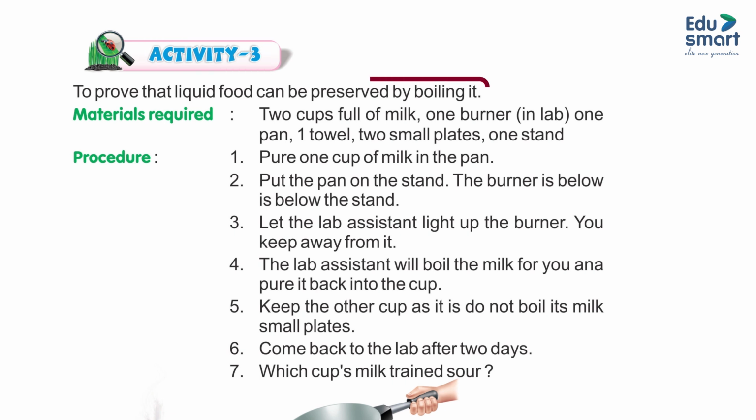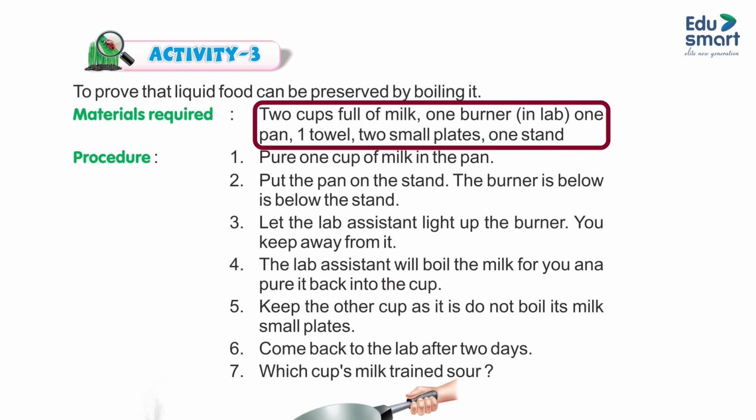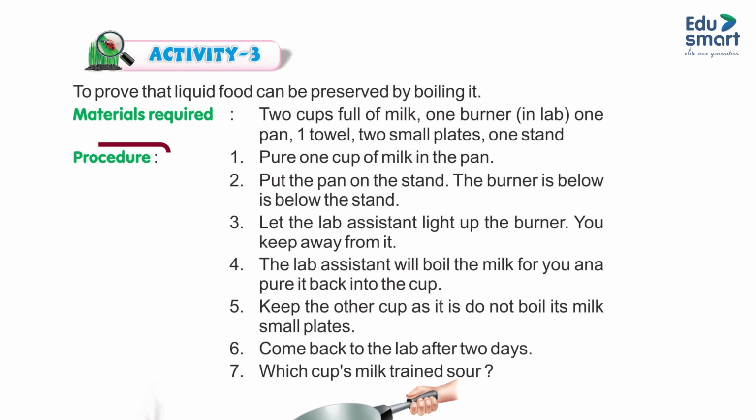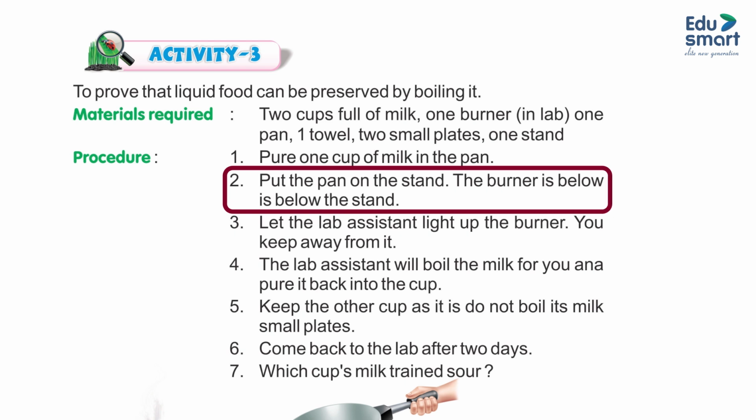Activity 3: To prove that liquid food can be preserved by boiling it. Materials required: 2 cups full of milk, 1 burner in the lab, 1 pan, 1 towel, 2 small plates, 1 stand. Procedure: 1. Pour 1 cup of milk in the pan. 2. Put the pan on the stand. The burner is below the stand.